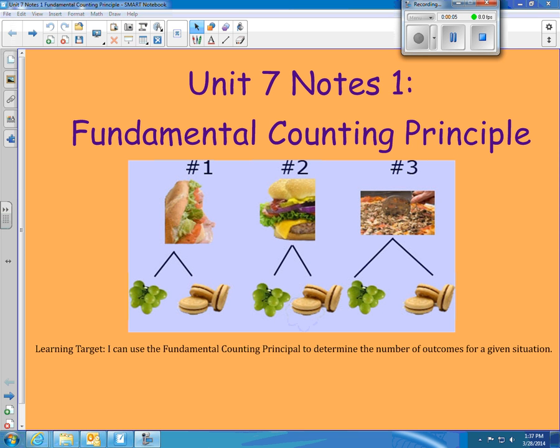We're going to be starting Unit 7, and we are going to start our Notes 1, and it's going to be on the Fundamental Counting Principle. Fundamental Counting Principle has a learning target that says, I can use the Fundamental Counting Principle to determine the number of outcomes for a given situation. So let's talk about, well, Fundamental Counting Principle.